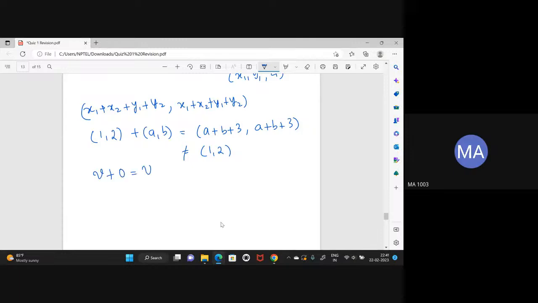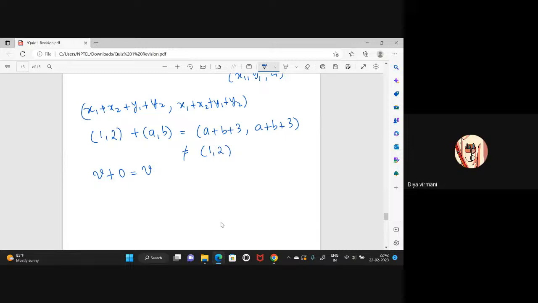V plus 0 should give you V, right? There should be a 0 that satisfies, right? Does this belong to the given set? R2 is the given set, right? Yeah, R2. So this belongs to that, right? So there should be a 0 vector. There should be a vector which gives me (1, 2) plus (a, b) is equal to (1, 2), right? Okay. So this (a, b) is taken as a 0 vector. Okay, ma'am, thank you. Suppose there is a vector. This is what happens. This and this both are the same components, right? A plus B plus 3. That's never going to be equal to 1 and 2 simultaneously. Correct. Okay, ma'am, thank you.